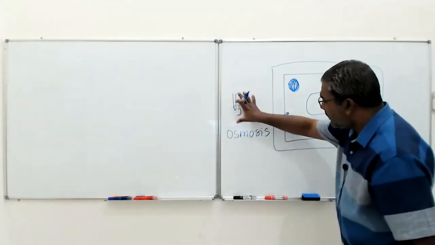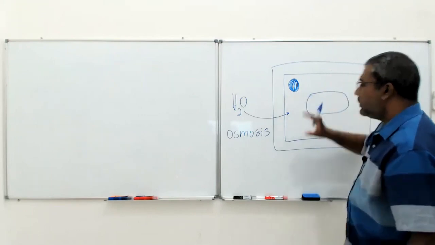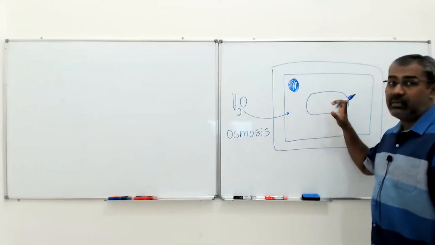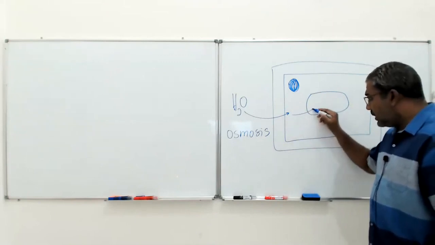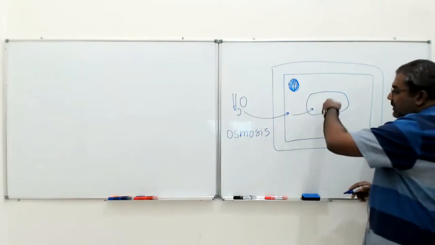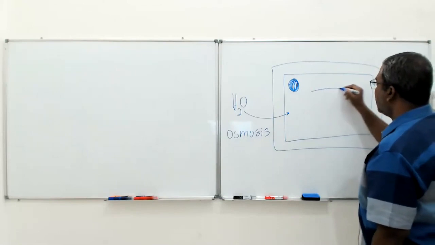So when water diffuses into the plant cell, lepas air masuk dalam plant cell, dia akan masuk ke dalam vacuole. This water will diffuse into the vacuole. So when water diffuses into the vacuole, apa berlaku ialah vacuole ni akan mengembang. The vacuole will expand.